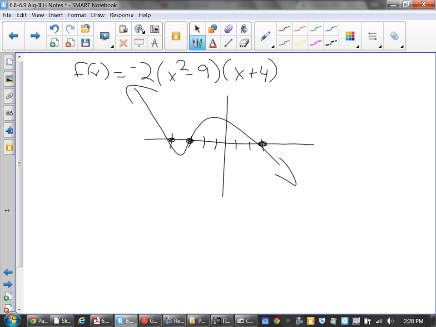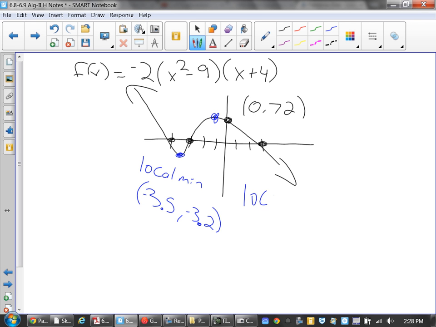Now, when you go to find your y-intercept, you substitute in 0 for x, and what did you get here? 72. So at 0, 72 is your y-intercept. Now you have a local maximum and a local minimum to worry about. What did you find for your local min? -3.5 and 3.2? Okay. And then what about your local maximum up here? 0.85.